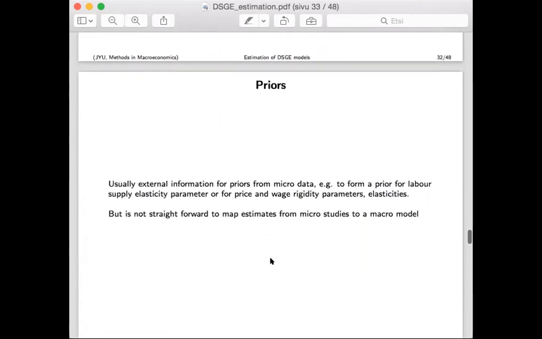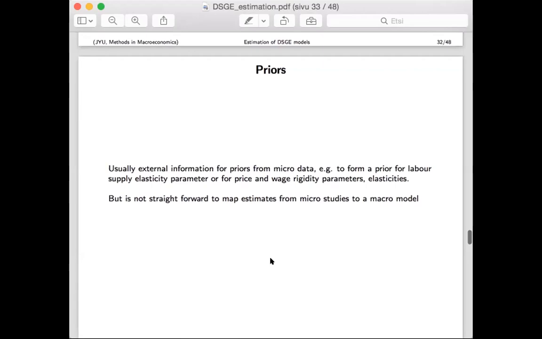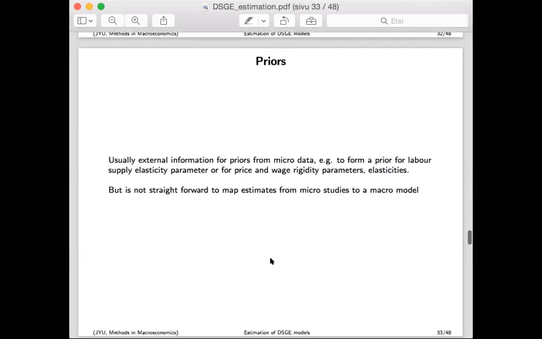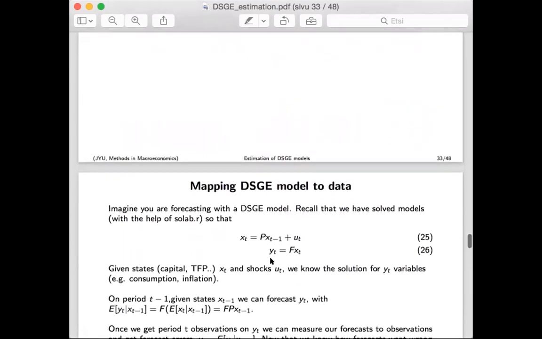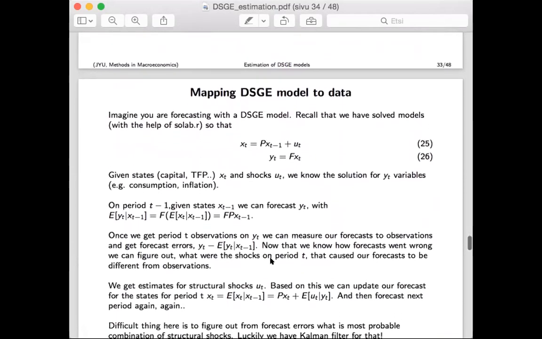Sometimes one can use estimates from microdata to obtain priors for some elasticity parameters, but it's also a bit difficult, since then one uses estimates from micro to parameterize parameters which determine macro level behavior. Okay, then how we map the DSGE model to data.